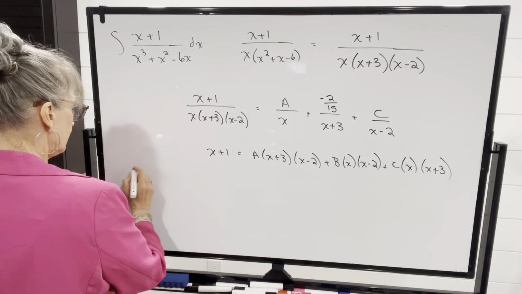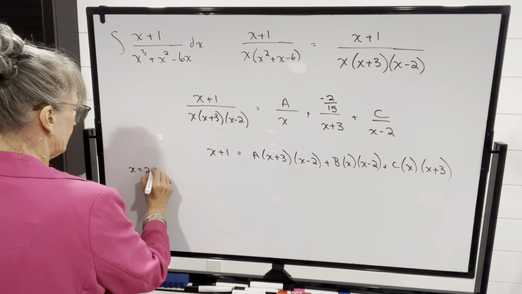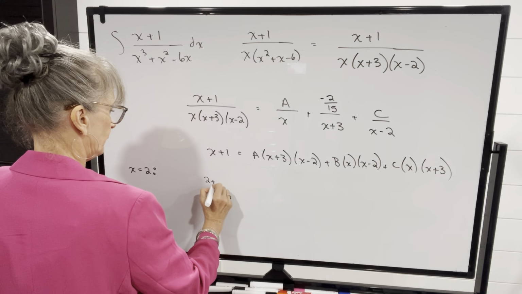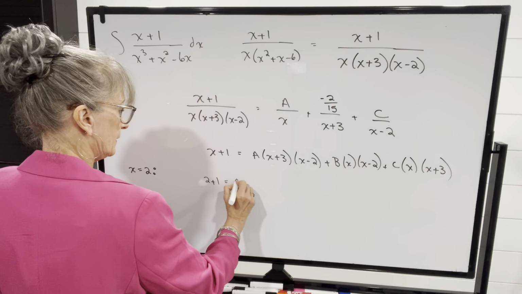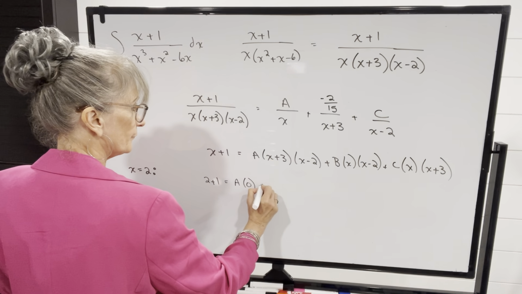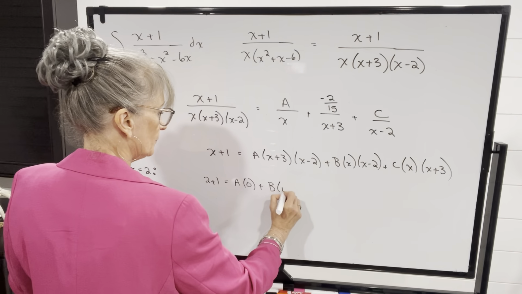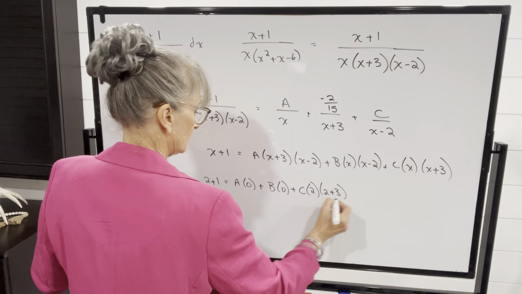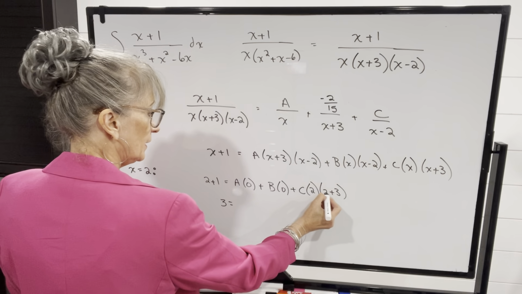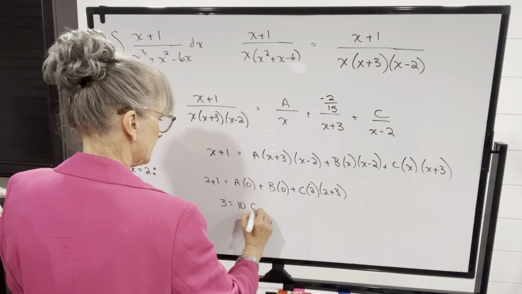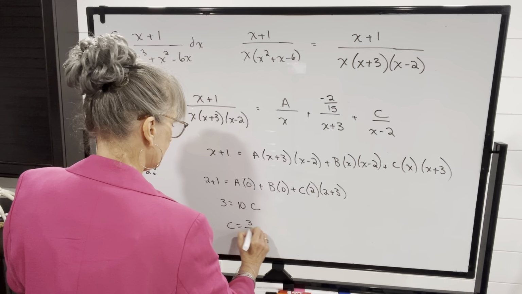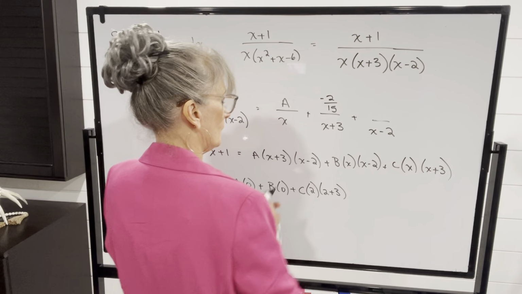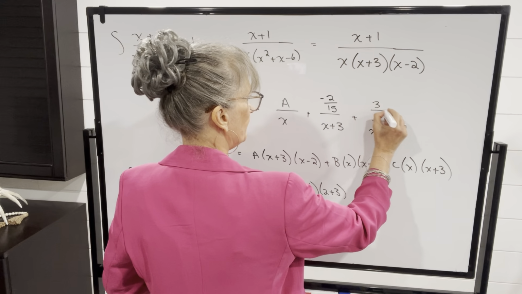Now let's choose 2 for x, because that'll make this factor 0. So we have 2 plus 1 when we put a 2 in for x. This becomes 0. This becomes 0. So 3 will equal 5 times 2 is 10 times c. So c will equal 3/10. Let's plug 3/10 in for c.